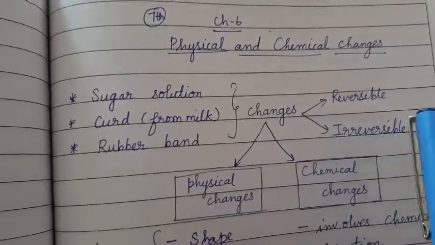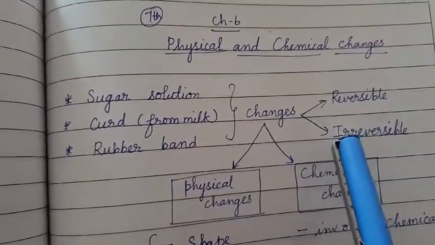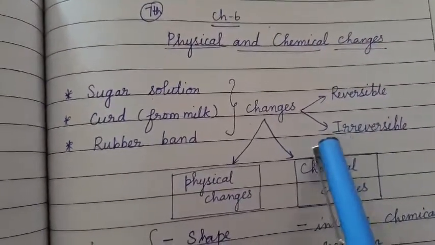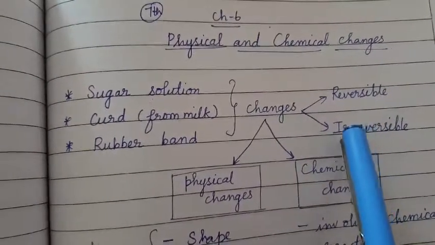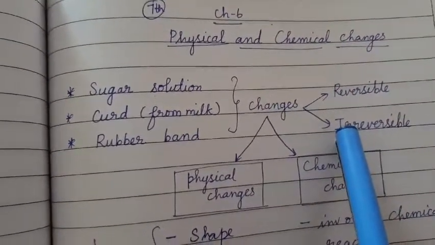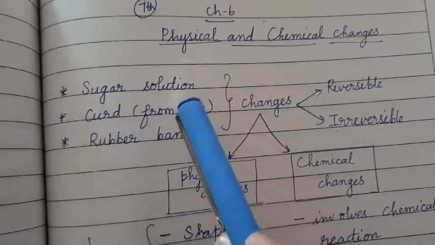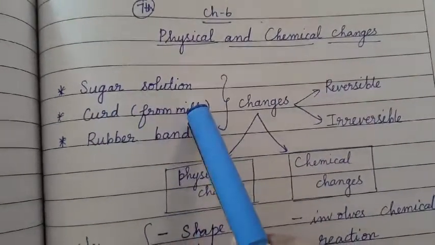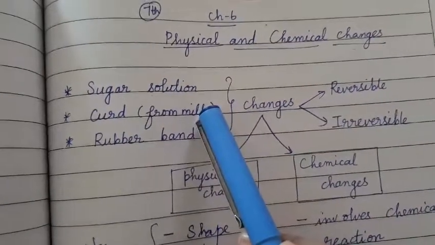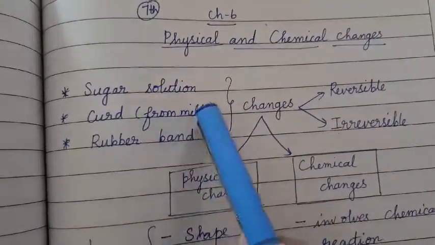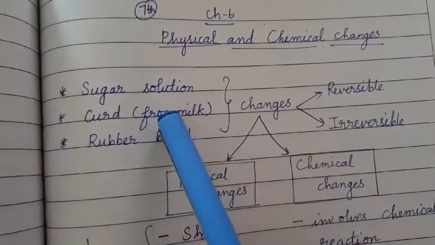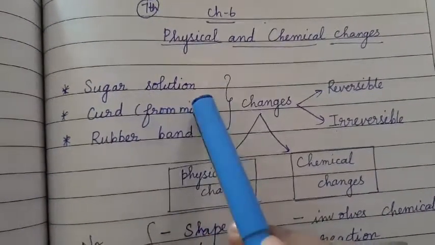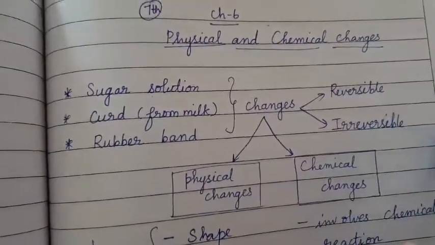Irreversible change means the change, once it has happened, cannot be reversed back to its original position. Right? Curd prepared from milk. Once curd is prepared, I cannot bring it back to the milk state. Yes, so the reversible process is not possible in this example. So it is an irreversible change.